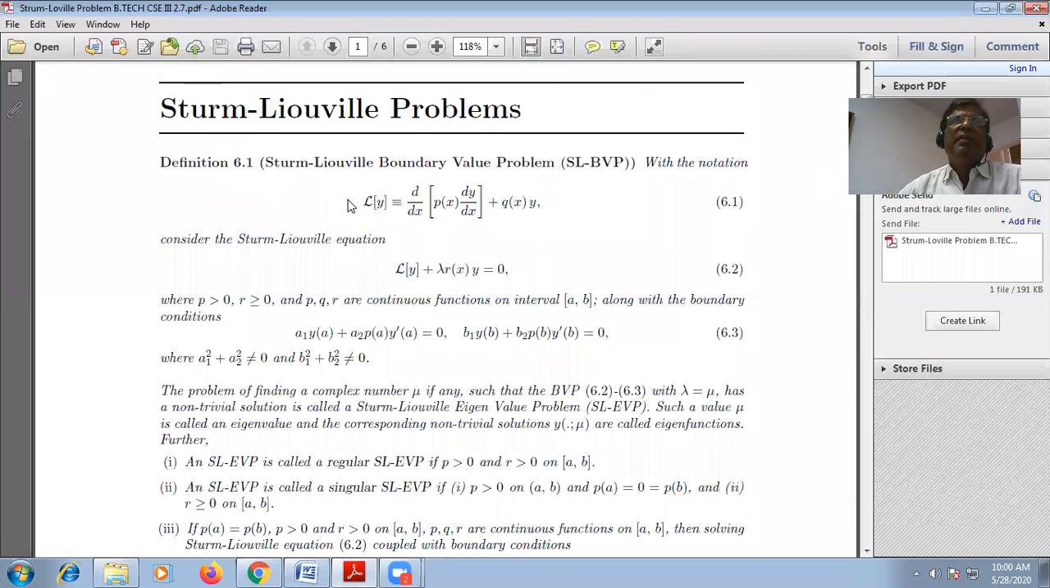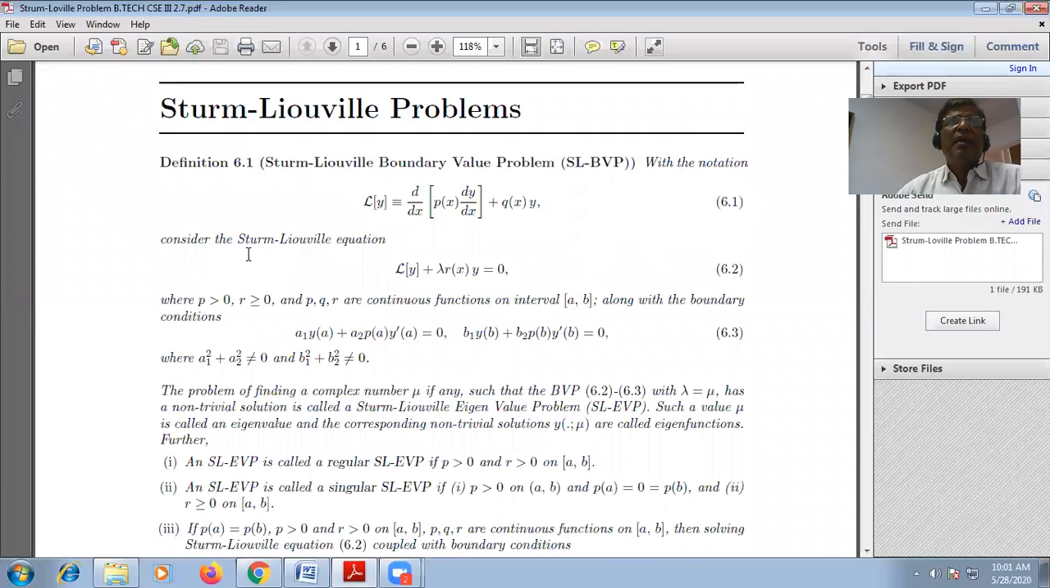With the notation Ly = d/dx of (p(x) dy/dx) + q(x) y, the differentiation of the product of p(x) and dy/dx, plus q(x) into y. Take it as an equation, in chapter 6, so here it is 6.1. You can take it as equation 1.